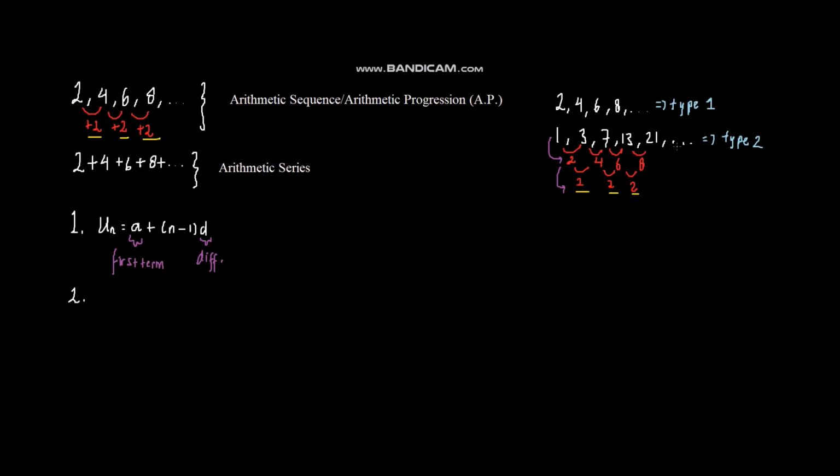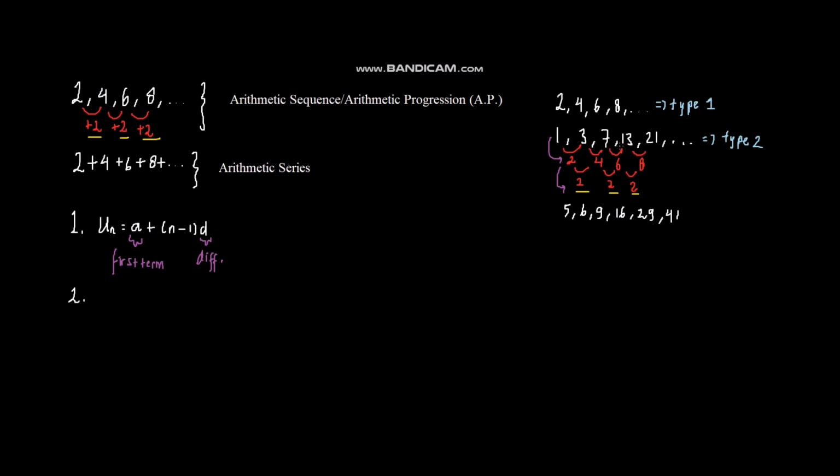So a type 3 arithmetic sequence or arithmetic progression would be 5, 6, 9, 16, 29, and 41.